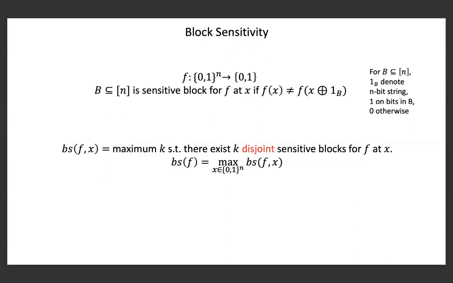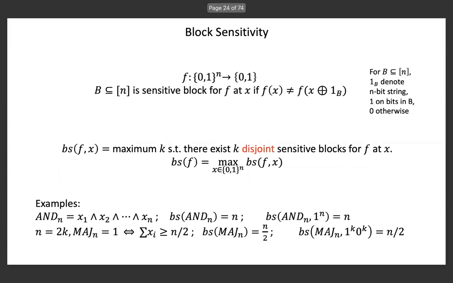So block sensitivity of a function at input x is the maximum k such that there exist k disjoint sensitive blocks for f at input x. So disjoint is important here. And the block sensitivity of a function is just the maximum over all inputs. Let's see some examples. Block sensitivity of AND function is n, because on the all-ones input, every one bit is sensitive. Okay. And similarly, one can check the block sensitivity of the majority function is n/2.